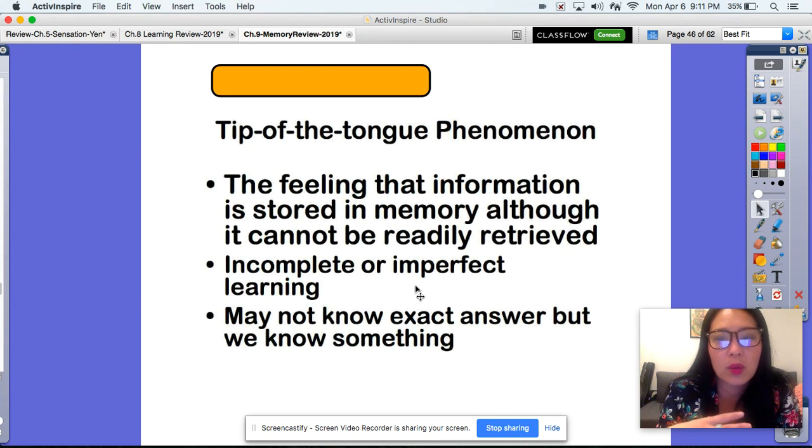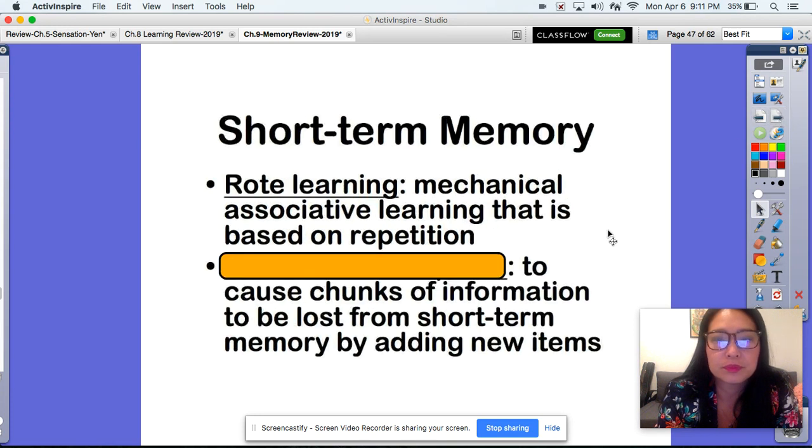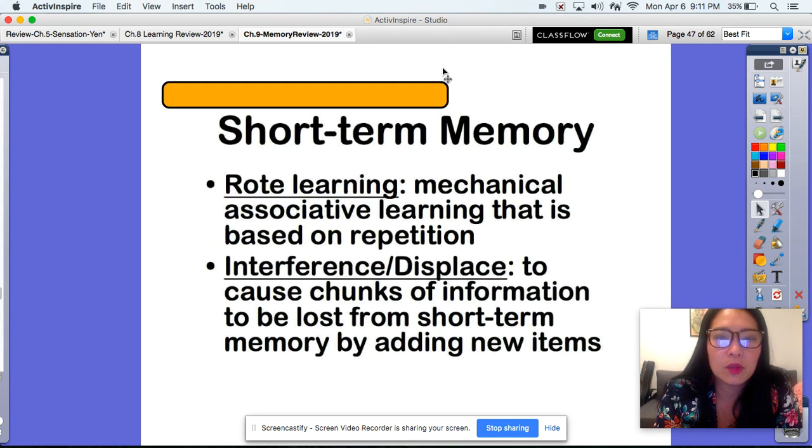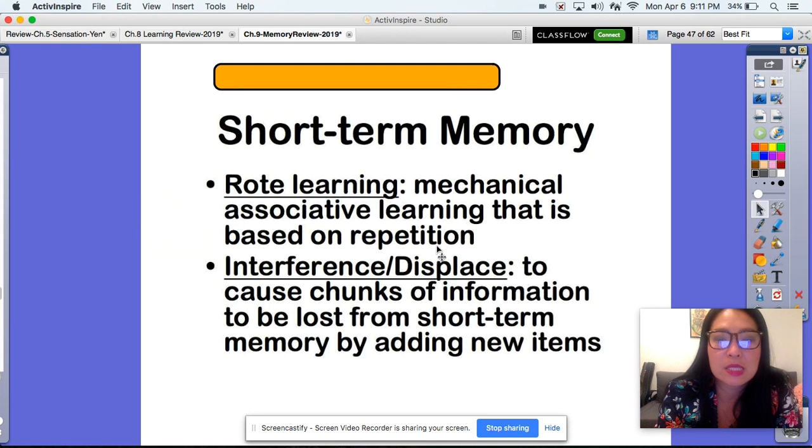So then you walk away, and then all of a sudden, randomly, you go, oh my gosh, I now remember. So that's the tip of the tongue phenomenon. Okay. Then we have interference and displacement. Interference and displacement causes chunks of information to be lost from short-term memory by adding new items.